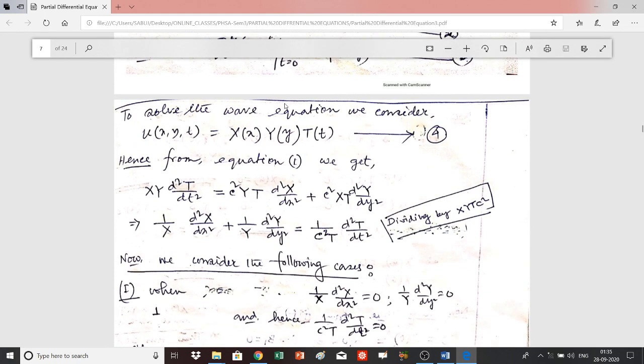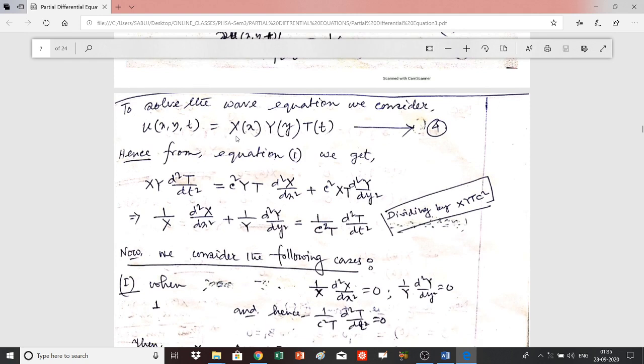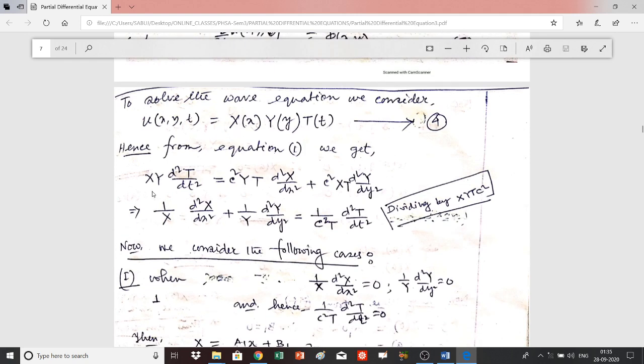To solve the partial differential equation of the wave equation in two dimensions, we write u(x,y,t) as X(x) Y(y) T(t). It is very understandable that this is a function of x, this is a function of y, and this is a function of t. In this section I will not discuss this in detail, because we are already well practiced with the methodology of separation of variables for this type of equation.